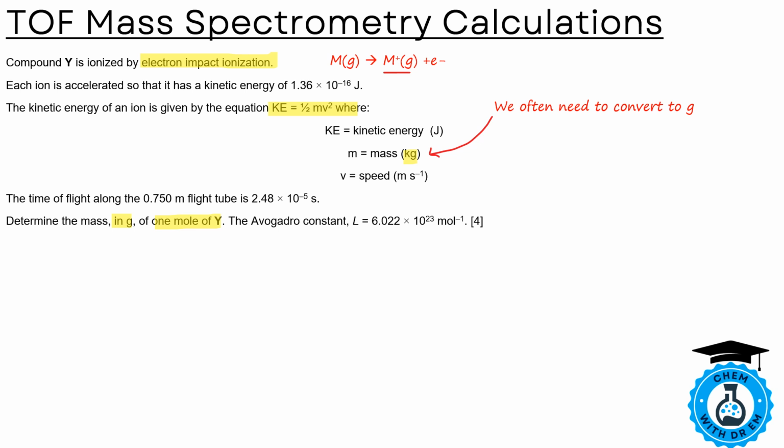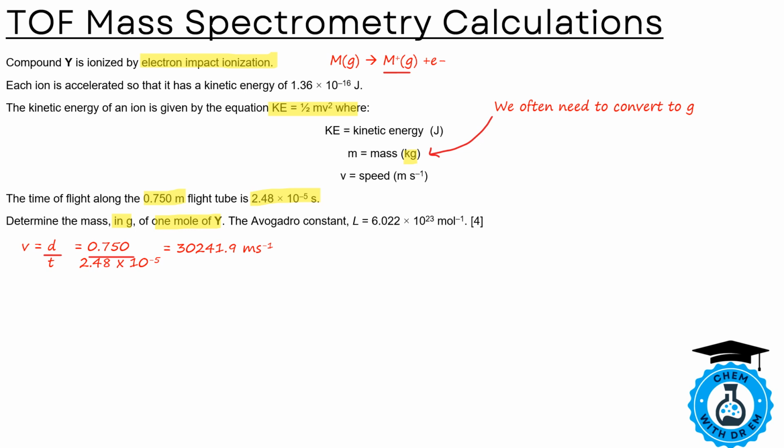So where do we even begin here? Let's start at the very beginning. We have to remember from our GCSE physics that speed or velocity equals distance over time. This is an equation that students do commonly remember, and they have given us the distance in the question and they have given us the time taken. So we can straight away put this into our velocity equals distance over time, and we can do 0.75 divided by 2.48 times 10 to the minus 5, and that gives us a value for the velocity.